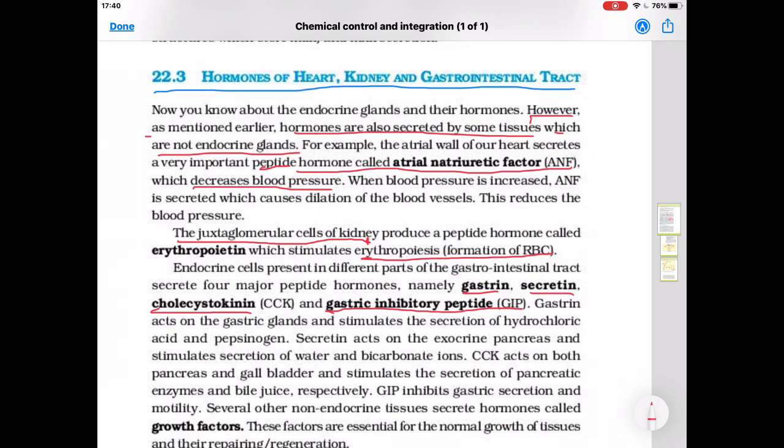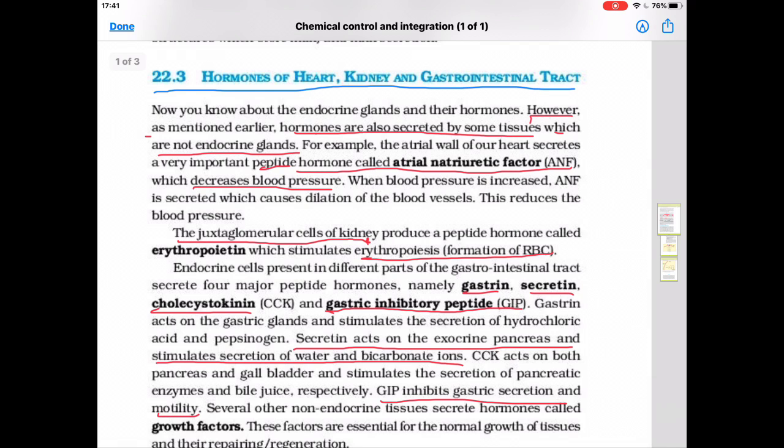Secretin acts on the exocrine pancreas and stimulates secretion of water and bicarbonate ions. Cholecystokinin acts on both pancreas and gallbladder and stimulates the secretion of pancreatic enzyme and bile juice respectively. When it acts on the pancreas, it helps in the secretion of pancreatic enzyme, and when it acts on the gallbladder, it stimulates bile juice. Gastric inhibitory peptide inhibits gastric secretions and motility.